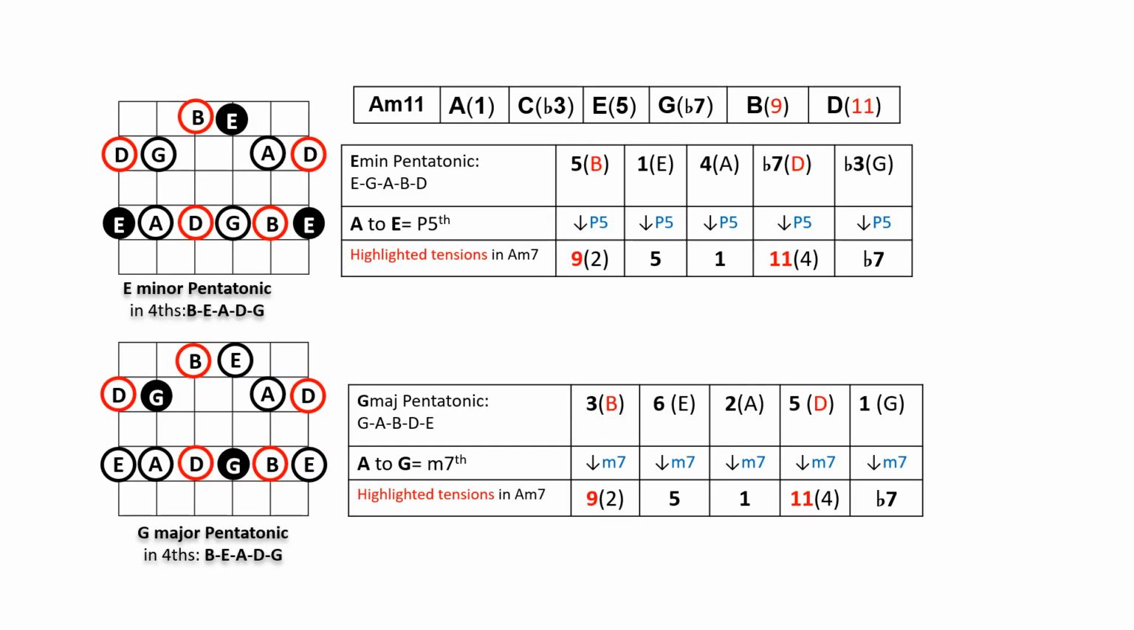When superimposed over A minor 7, the relative scales of E minor pentatonic and G major pentatonic highlight the same notes. E minor pentatonic over A minor 7 highlights the notes 2, 5, 1, 4, flat 7, which are found a perfect fifth above the minor pentatonic scale degrees because roots A and E are a fifth apart. The identical highlighted notes in the relative G major pentatonic scale will be a whole step below the major pentatonic scale degrees, since roots A and G are a minor 7th apart.